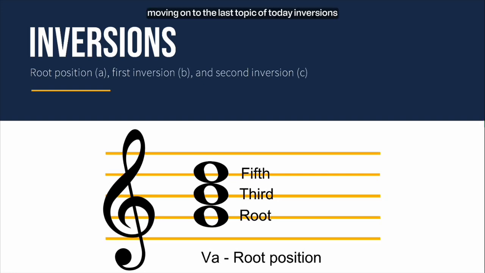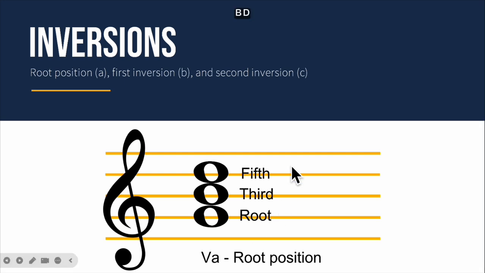Moving on to the last topic of today, inversions. We now know that all triads are built with 3 notes stacked in thirds, as shown in the root position chord here. Given that we are in C major, this is a chord 5A with the notes G, B, D. The G is the root of the chord, the B is the third of the chord, and the D is the fifth of the chord.